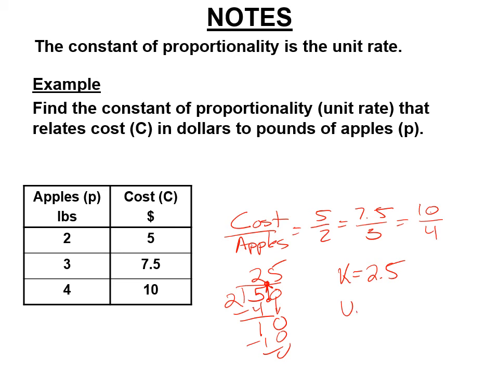And the unit rate is $2.50 per pound, right? They are the same number, right? We just write them differently because we're going to put K into equations later. But K is 2.5, the unit rate is $2.50. Those are always two ways of asking for basically the same thing.